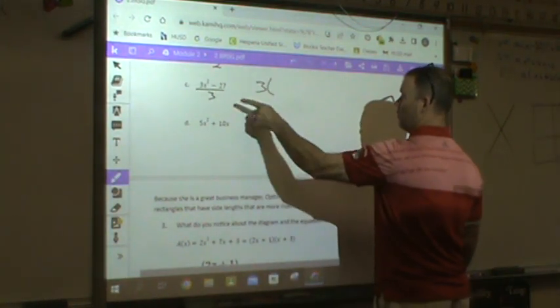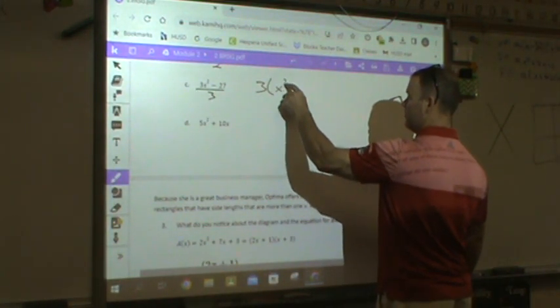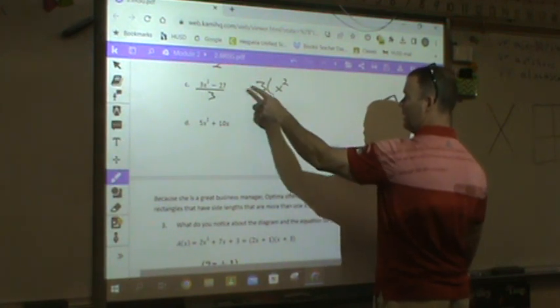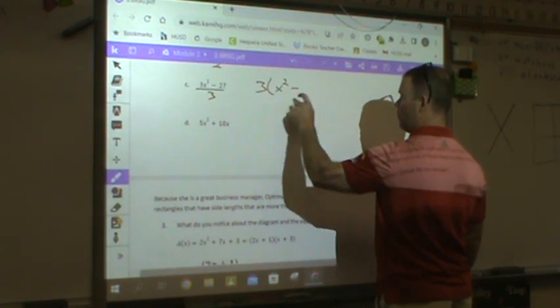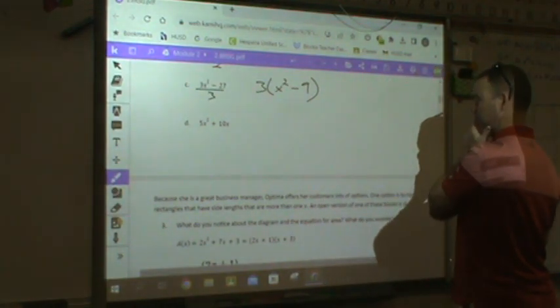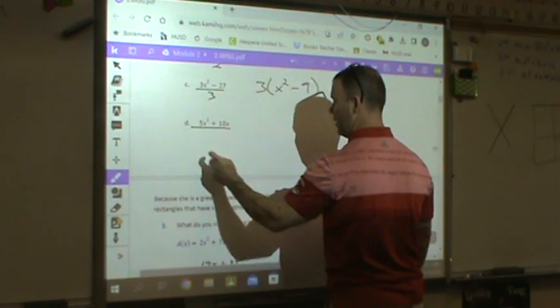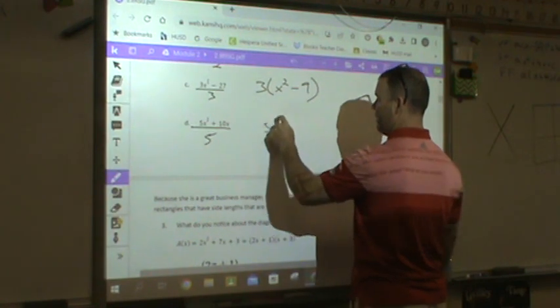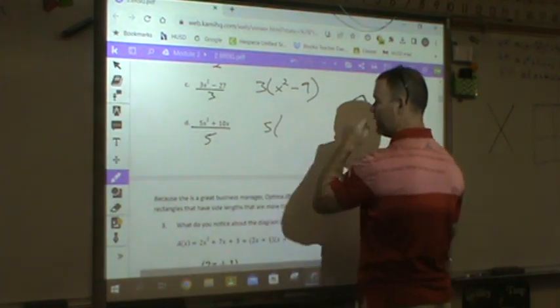All right, so 3 will go into x squared. And then negative divided by positive is negative. 27 divided by 3 is 9. There, I factored it. All right. And then the next one here. How many groups would I have? I'd have 5 groups. What does each group look like?